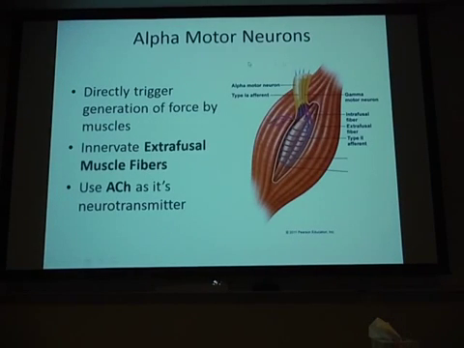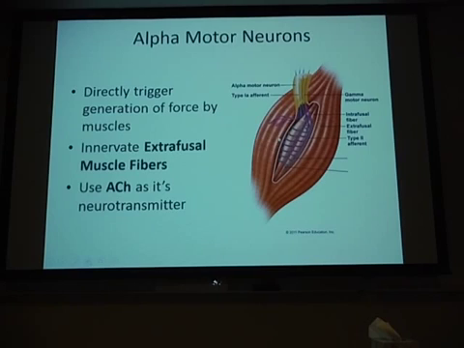So again, alpha motor neurons are going to synapse on extrafusal muscle fibers, and they're going to generate a contraction of that muscle by releasing a neurotransmitter called acetylcholine. We talked about acetylcholine when we discussed some of our other disorders like myasthenia gravis and Alzheimer's disease. Basically, the alpha motor neuron releases acetylcholine at what we call the neuromuscular junction. That synaptic space between the alpha motor neuron and the extrafusal muscle fiber is our neuromuscular junction.